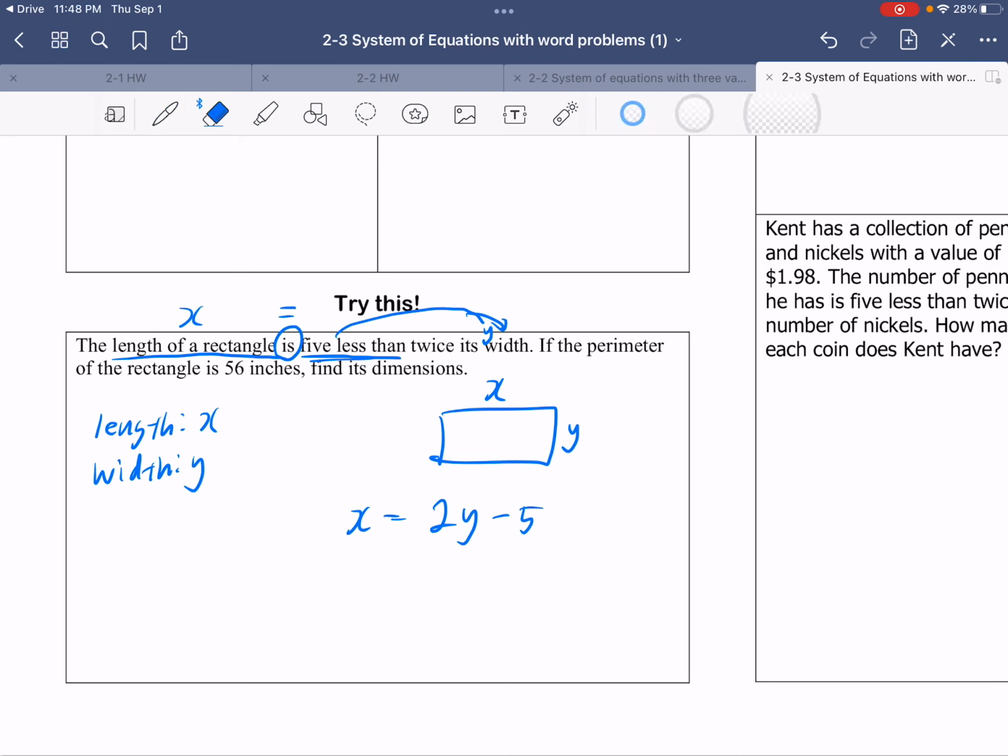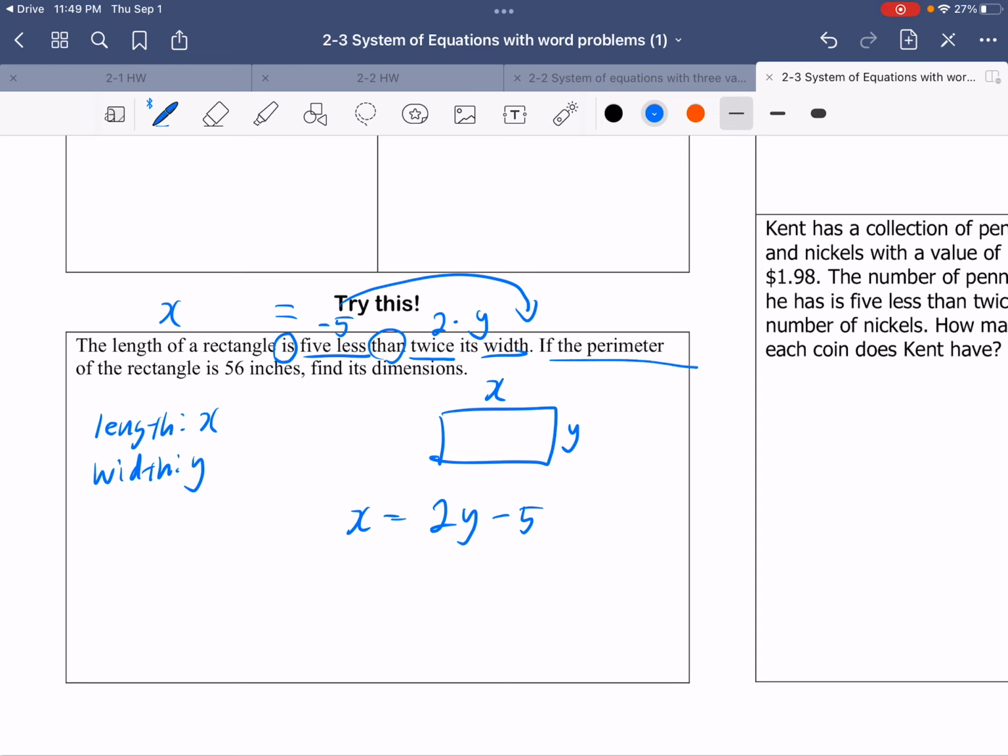Again, let's do it again. Length, which is x, is equal to 5 less, which is minus 5, but it says than, so you're going to put it at the end. Twice means 2 times its width, y. So 2y minus 5, okay?